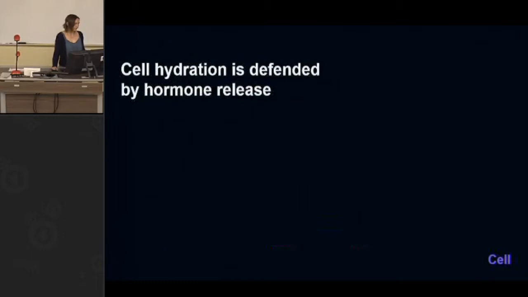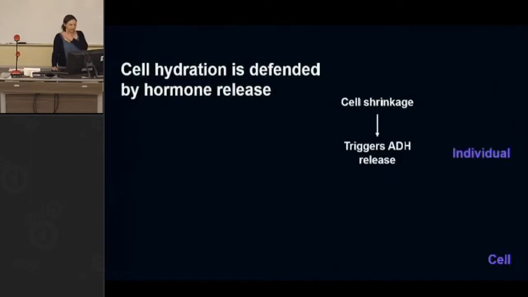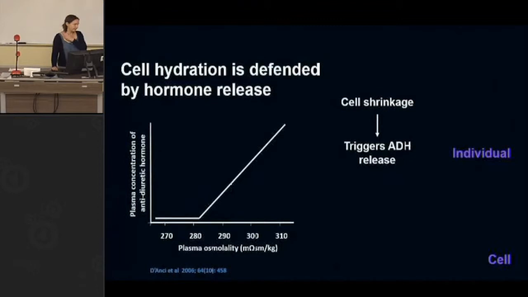Hydration is defended by hormone release. So the cells shrink, and that triggers release of antidiuretic hormone. And at the individual level, we can see the volume and concentration of urine change. We also see at the individual level that the hormone signals the kidney to concentrate urine, so they produce a bit less.